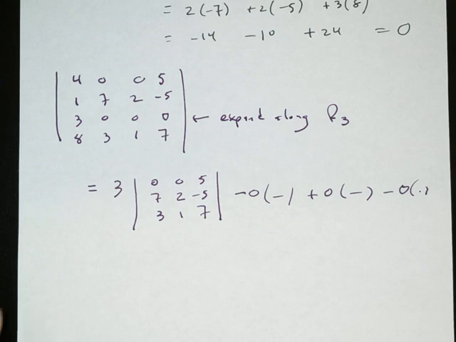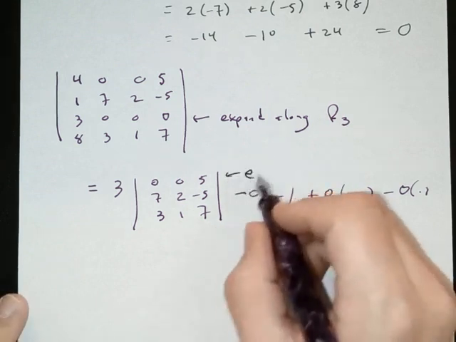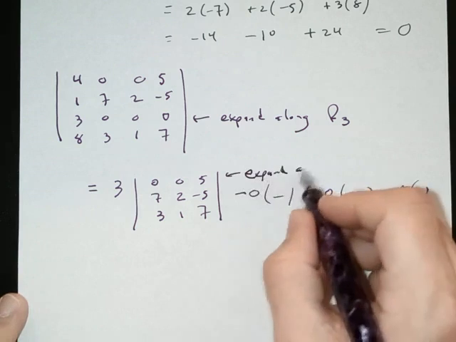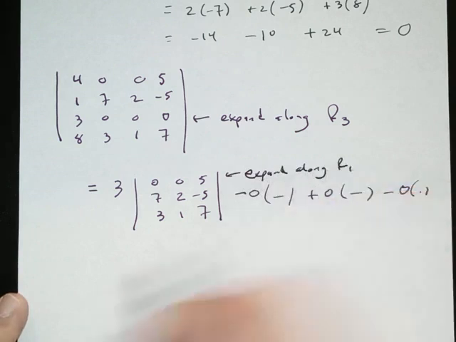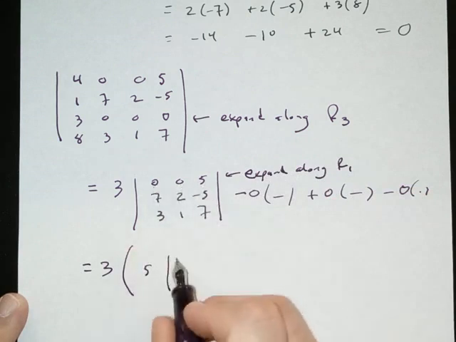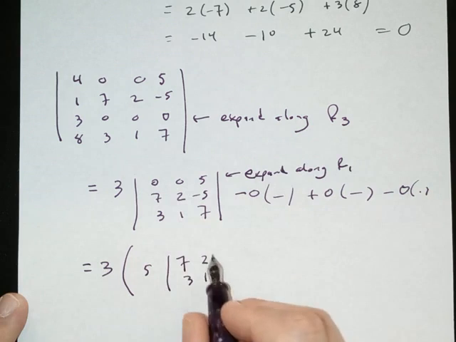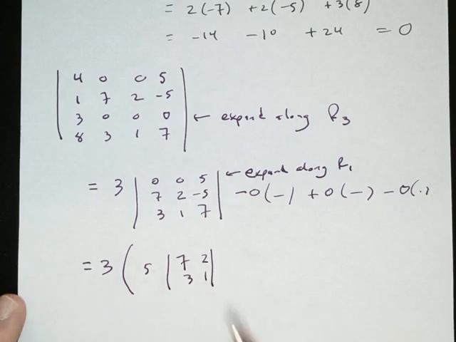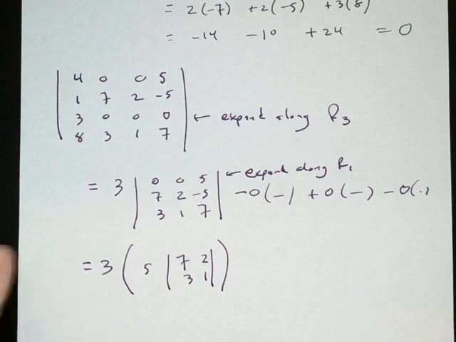Because I got 2 zeros in the first row. Notice that 3 stays out in front. Plus, minus, plus 5 times 7, 2, 3, 1. Again, there should be 2 more submatrices, 2 more cofactors, but they both have a 0 in front of them. So they're irrelevant at this point.